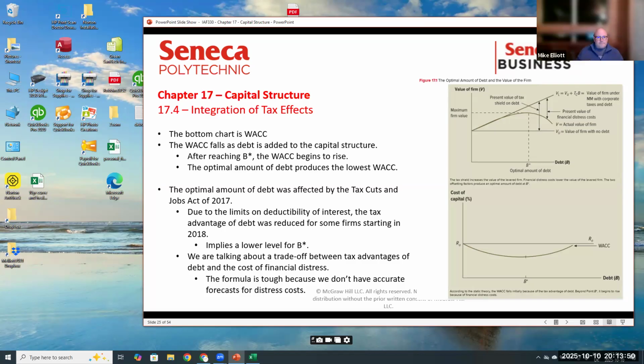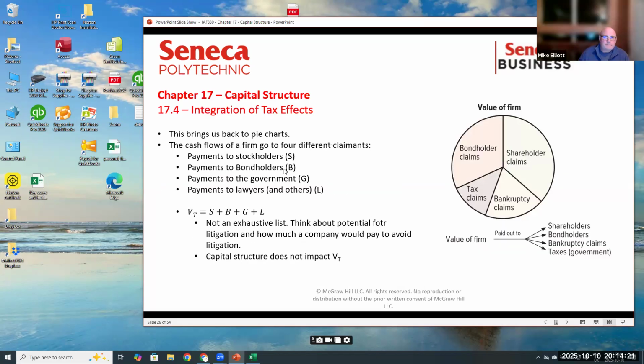The big problem here is we've got models for almost everything, but we don't have a great forecast for financial distress. So if somebody wants a PhD, we've got one out there. We need a better way to forecast what our distress costs are likely to be, and we don't have it yet. So without that accurate forecast for distress costs, it's very hard to come up with an accurate model saying this is your ideal number. But that brings us back to our pie chart.